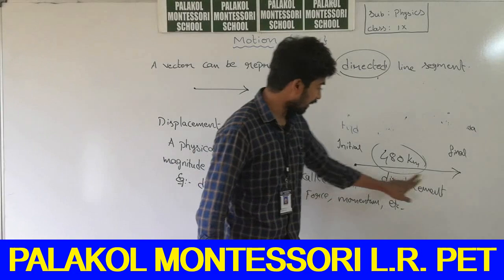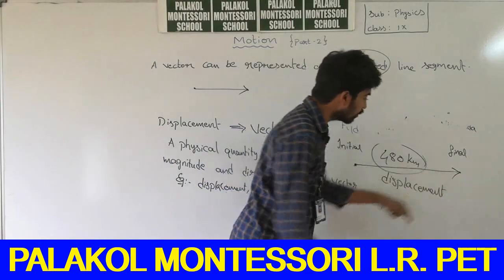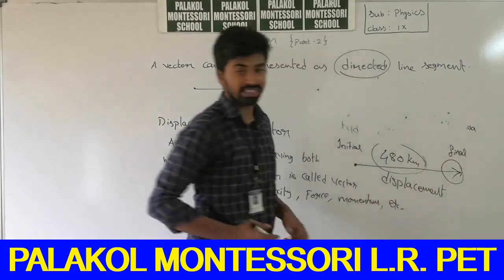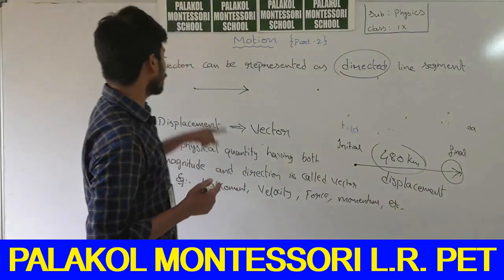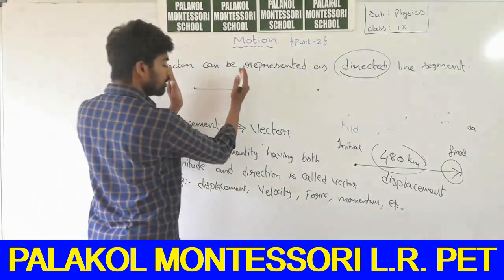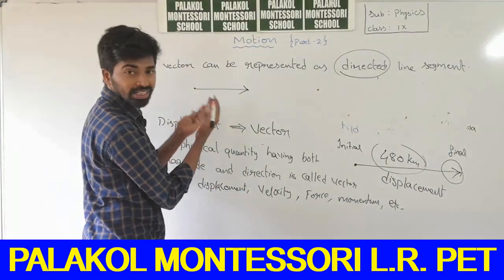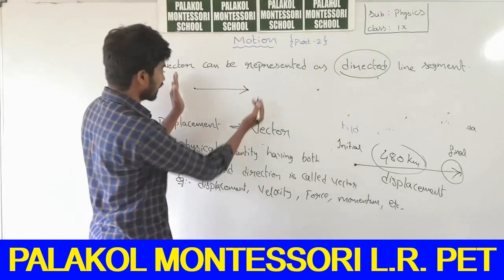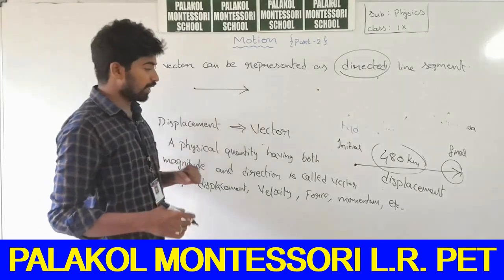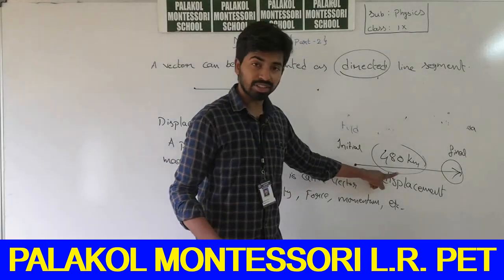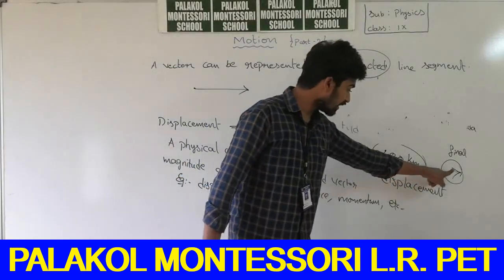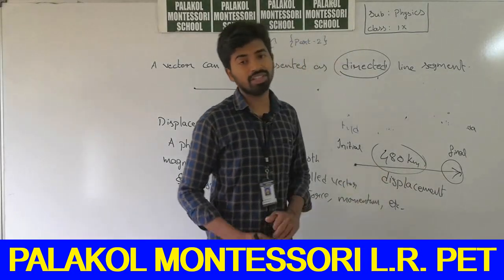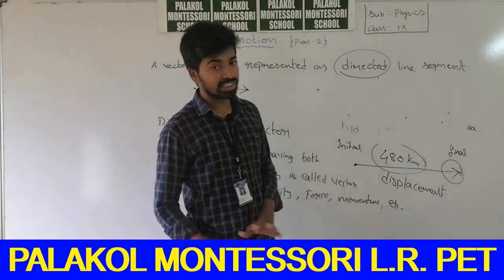It is a line segment and it is included with some fixed direction. The length will be equal to the magnitude. The length of this line segment is equal to the magnitude of the vector, the magnitude of the displacement vector.